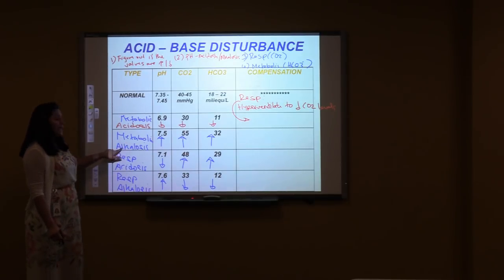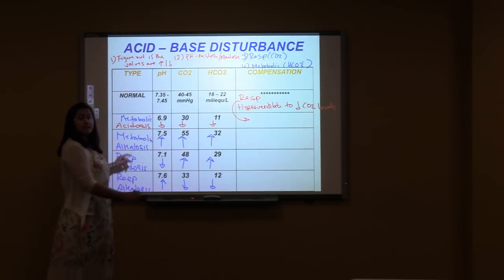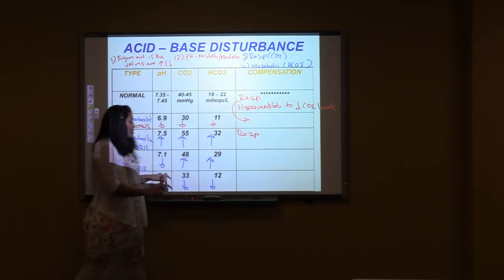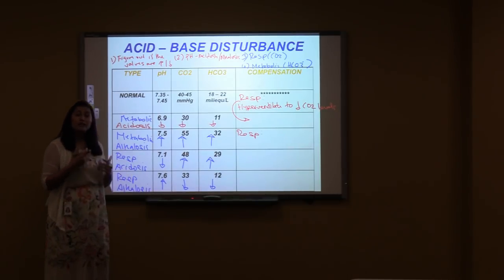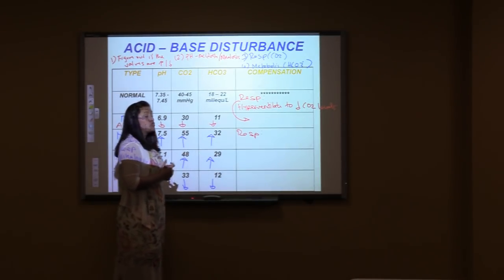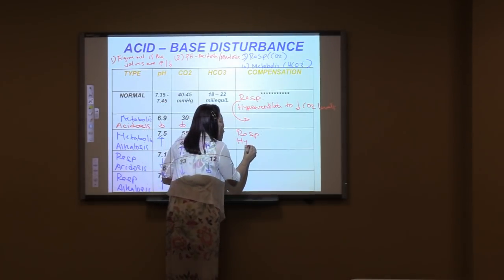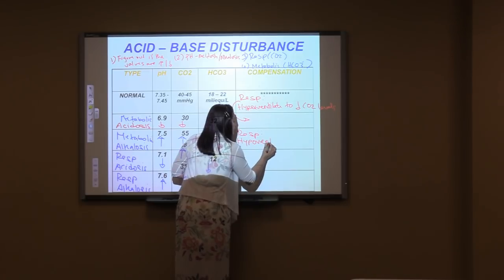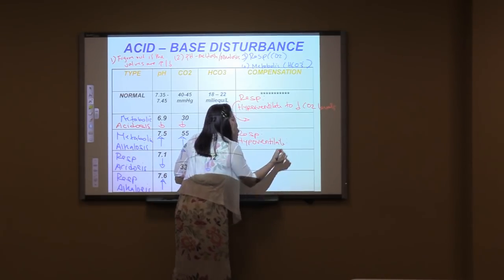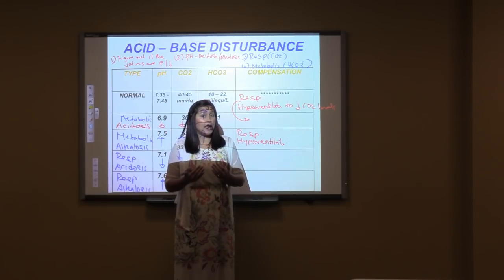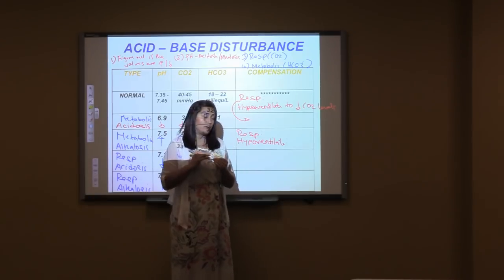Next one, metabolic alkalosis. So now the metabolic system is at fault, so which system compensates? It's again the respiratory system. This time around, you're in alkalosis, so you want to increase your acid levels. So your respiratory system will hypoventilate. By hypoventilating, you're increasing your CO2 levels. CO2 is an acid, causing your pH to go back down.